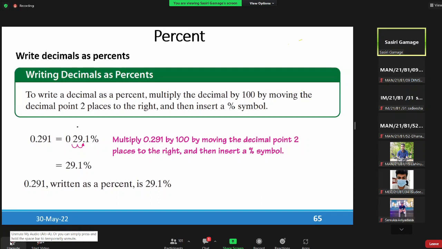Is that clear? Here, 0.291. Then we move the decimal place by 2. When we do so, we have 29.1, and we keep the percent mark. Then we have 29.1% as the answer.